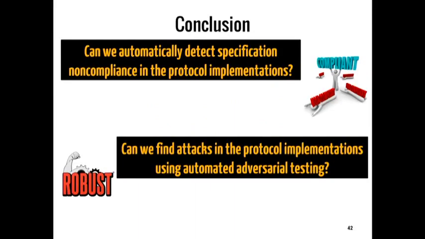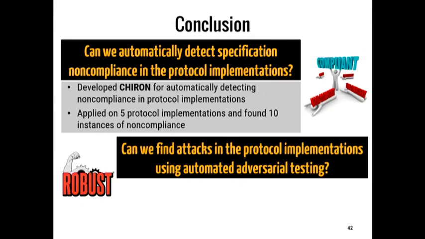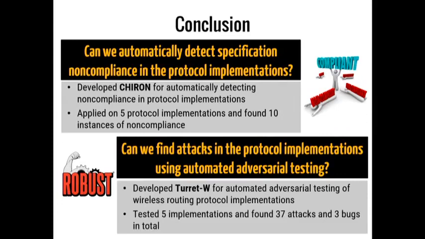Okay. So now to wrap up my talk, I would like to go back to the research questions that I asked at the beginning of the talk. To answer the first question, we developed Chiron for automatically detecting non-compliance in protocol implementations. We applied it on five protocol implementations and found 10 instances of non-compliance. To answer the second question, we developed TurretW for automated adversarial testing of wireless routing protocol implementations. We tested five implementations using this platform and found several attacks and bugs.